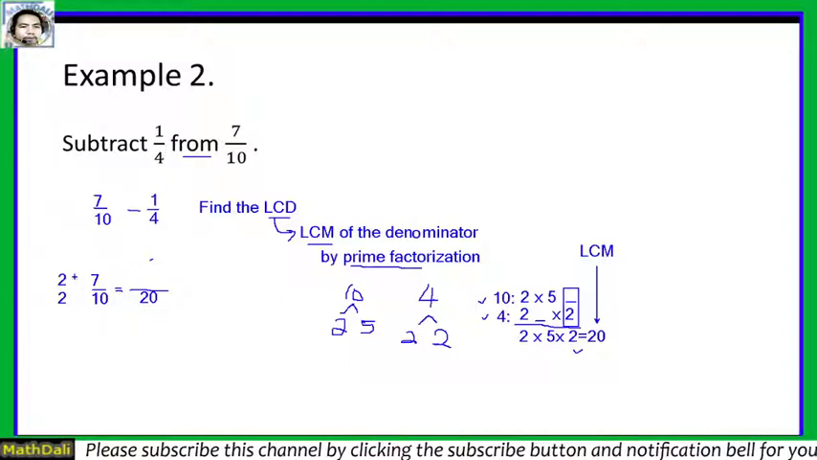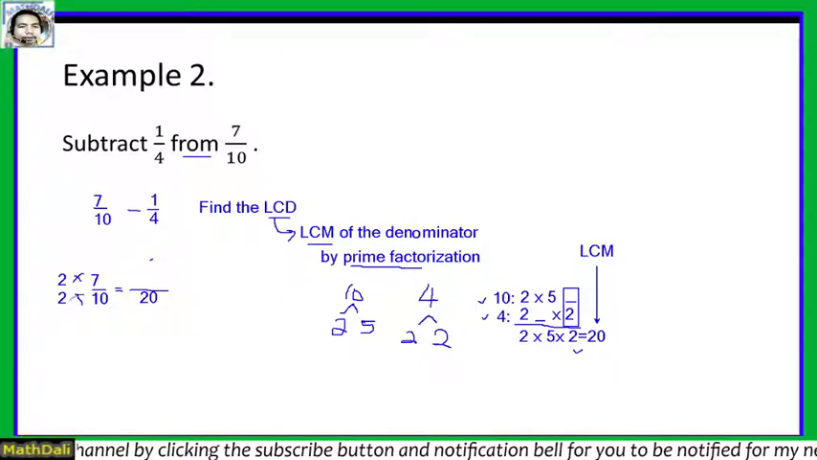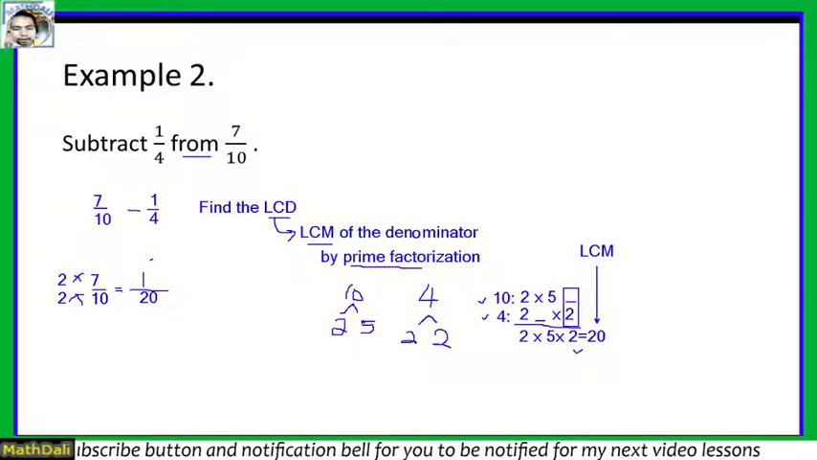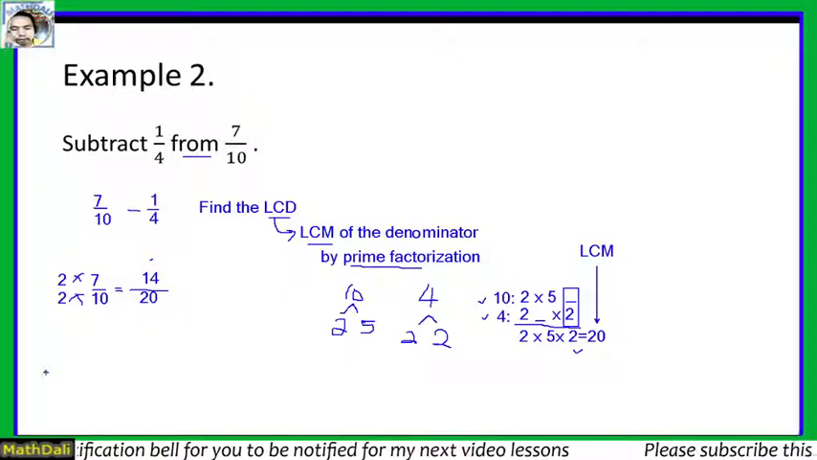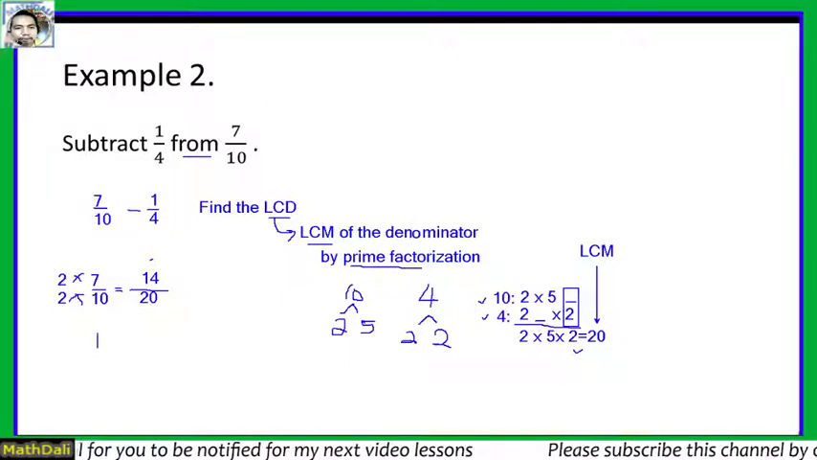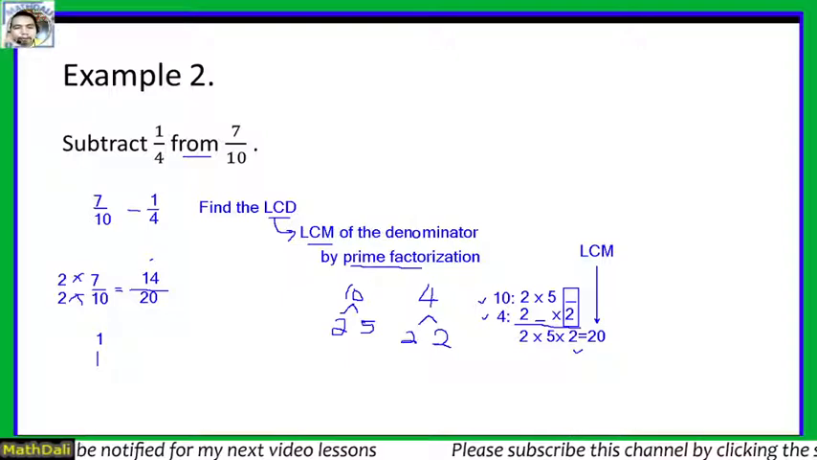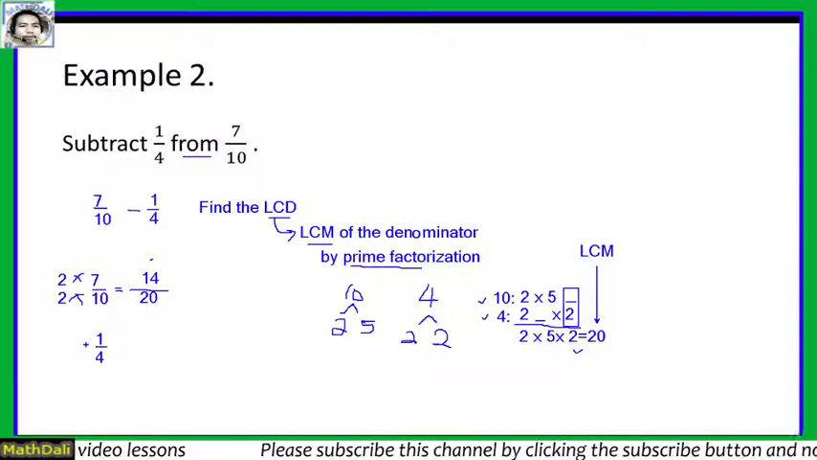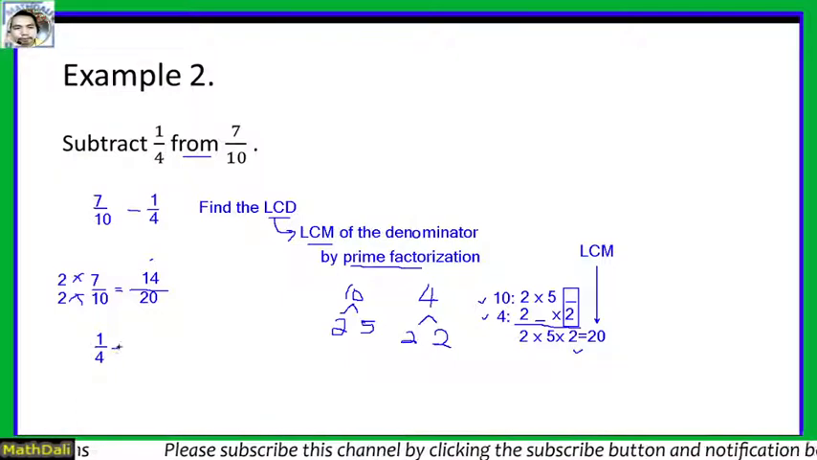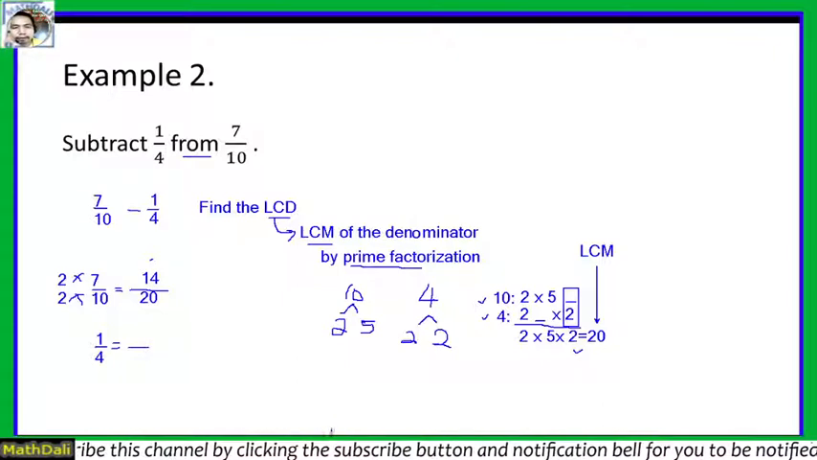Okay, so balik tayo dito. So yun yung multiply natin both numerator and denominator. 2 times 7, that is equal to 14. So yun yung lalagay natin dito. Okay, next, yung 1/4 naman. Kunin natin yung equivalent fraction ng ating 1/4. Dapat ang denominator natin ay 20, yung ating LCD. Lagay natin dito yung 20.